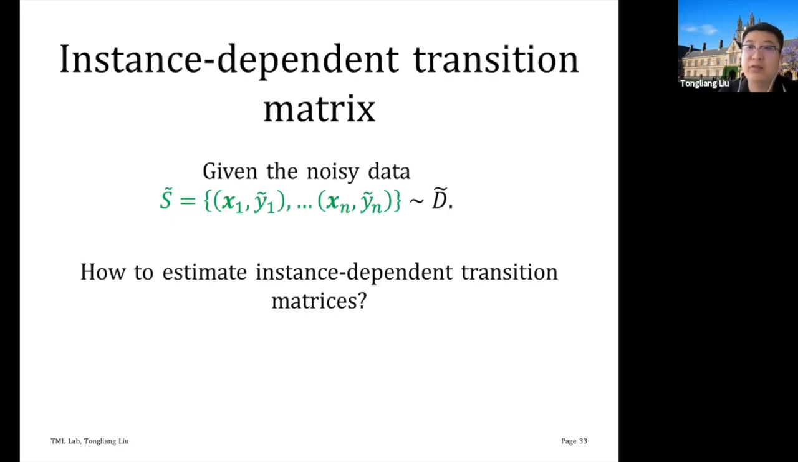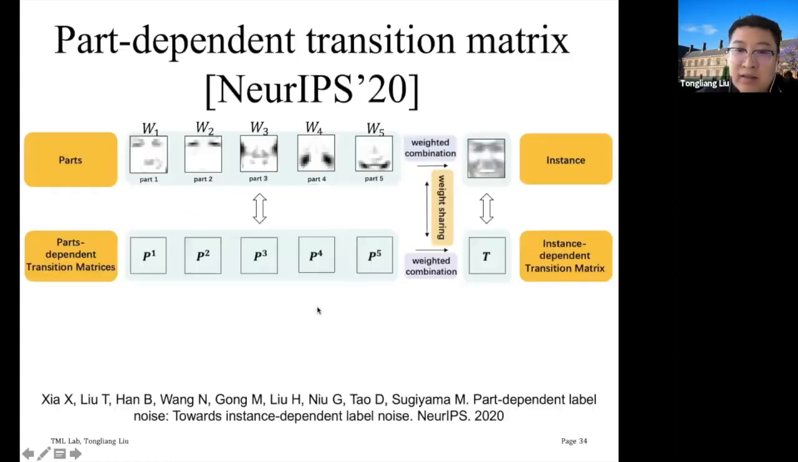Okay, I will quickly introduce you how to estimate the instance dependent transition matrix here. The setting is the same. The first method is inspired by sparse coding or dictionary learning. There is some evidence showing that we humans perceive instances by decomposing them into parts. This work was published in Nature or Science in the early 2000s.